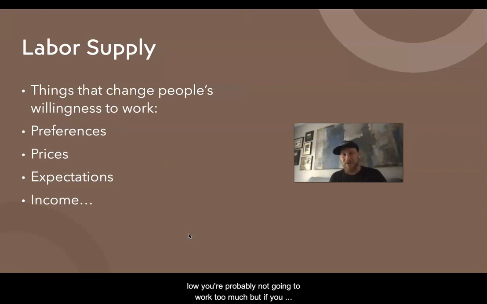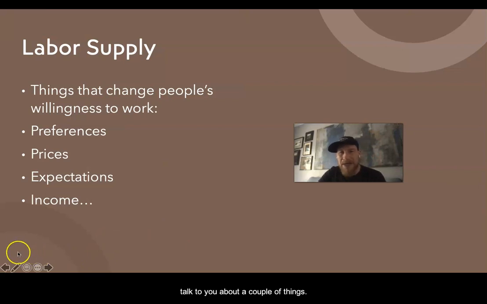But if you prefer to work because prices are high and you want to be able to put food on the table, that's one thing. What if your expectation is to be a millionaire, a CEO of a company? You want to be a surgeon one day. Well, then you're probably going to have to work extremely hard. And the weird thing is, of course, income. I'm going to get to that in a couple slides from now. But income is interesting. As your income changes, you may want to work less. That's an option for you in this America.